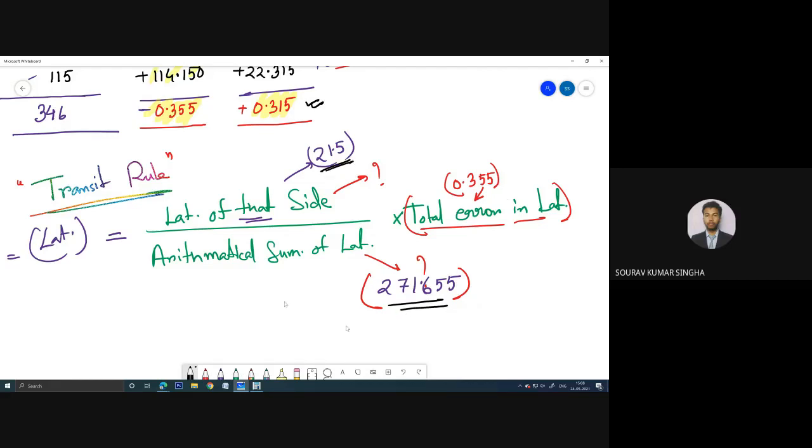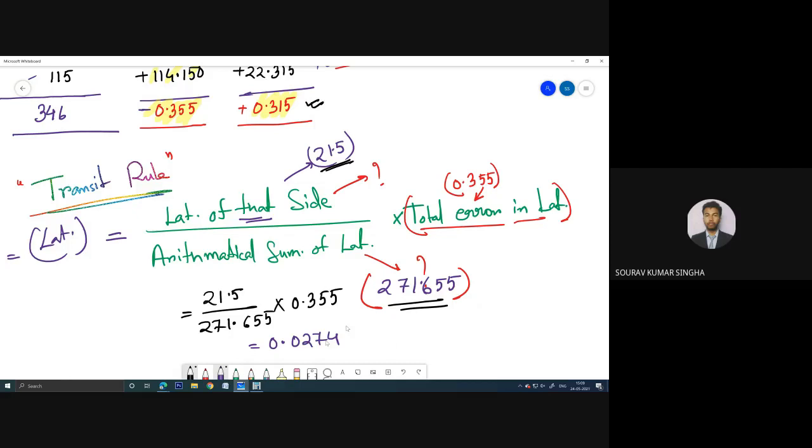The latitude of that side is the arithmetical sum of the latitude into 0.355. That means the value will be 21.5 by 271.655 into 0.355. Now what is the value you are getting? The answer into 0.355 is 0.0274. Am I correct? Please cross check.